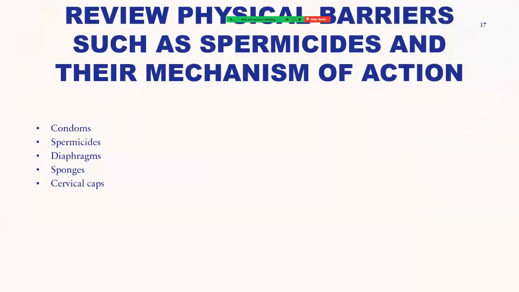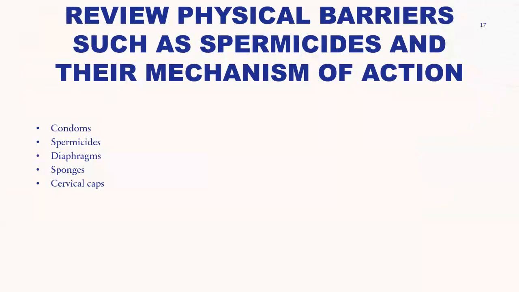All right, a couple more slides, guys. So next up is reviewing the physical barriers such as spermicides and their mechanism of action. Well, these are some of the physical barrier methods, and they can include both male and female condoms, as well as the use of spermicides, diaphragms, sponges, and cervical caps. Since most of our focus is on pharmacological contraceptives, I won't go into more details on all of these, but these are options that are available.